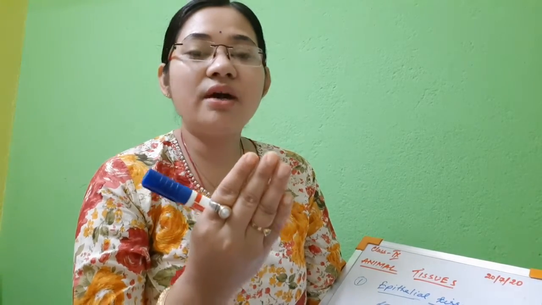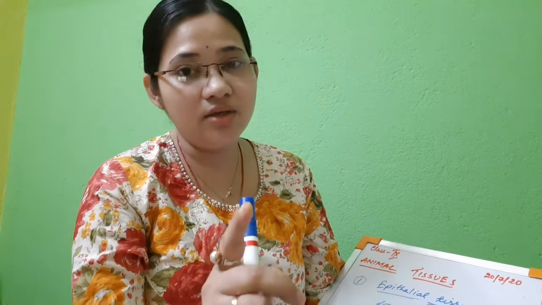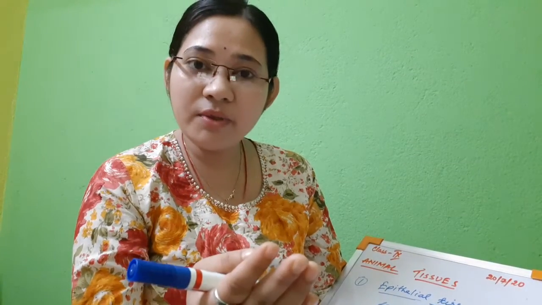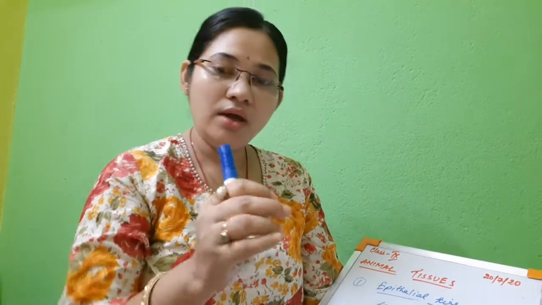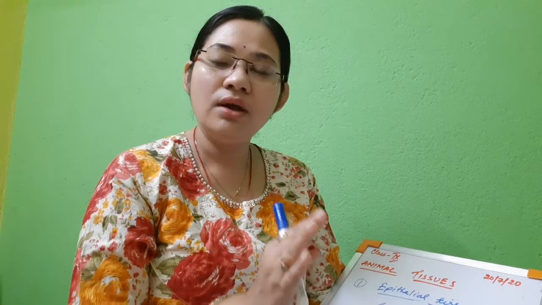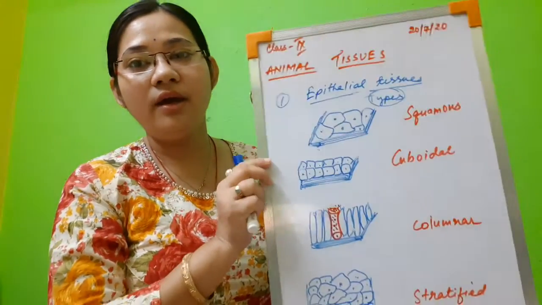Today we will start with the first one, that is epithelial tissue: the characteristics of epithelial tissue, the functions of epithelial tissue and the location of epithelial tissue. Whatever tissues we are going to learn, please remember these 3 points: the characteristic of that particular tissue, the function of that tissue and the location where those tissues are present in our body. So let us start with animal tissues.